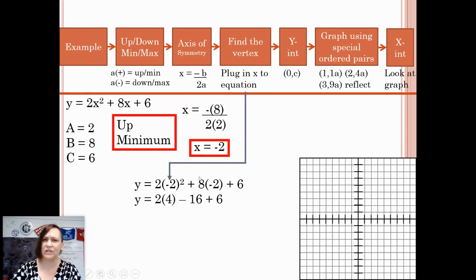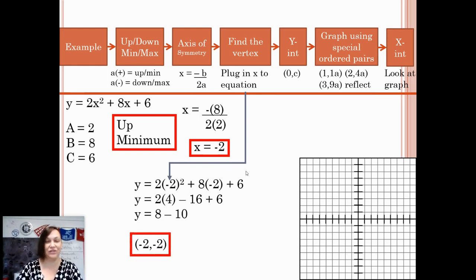Now I've already kind of started dealing with the end of the problem, right? 8 times negative 2 is negative 16. I'm also going to go ahead and do negative 16 plus 6 is negative 10. And 8 minus 10 is also negative 2, so my y-coordinate is negative 2, and we already found our x-coordinate is also negative 2. That means my vertex is at the point negative 2, negative 2. Don't just circle what you found for y. You have to write it as an ordered pair.